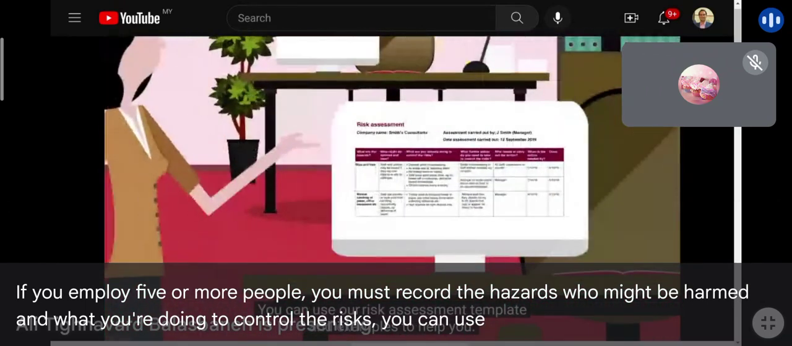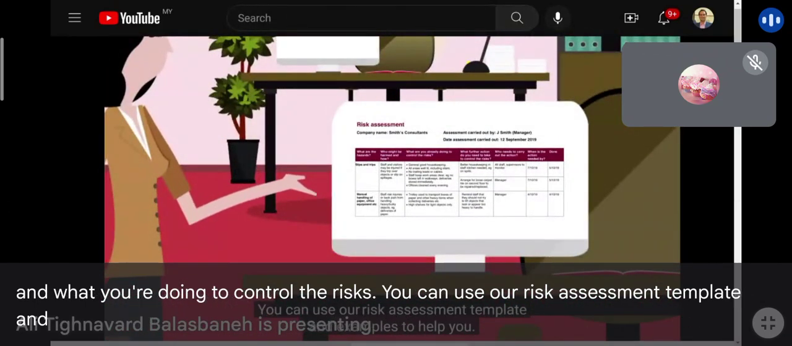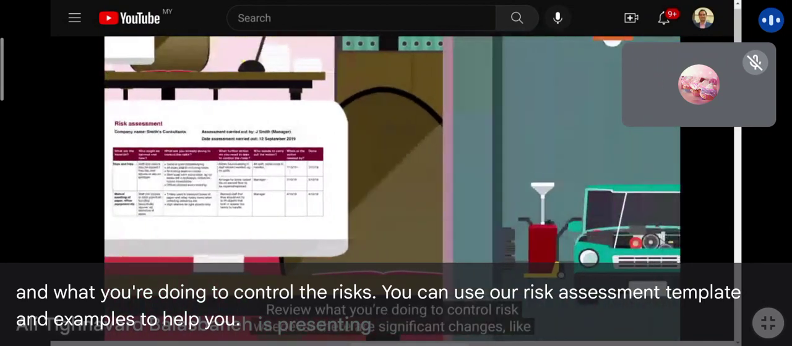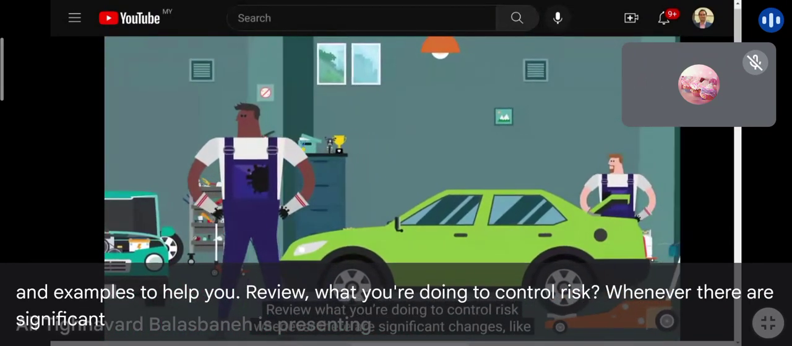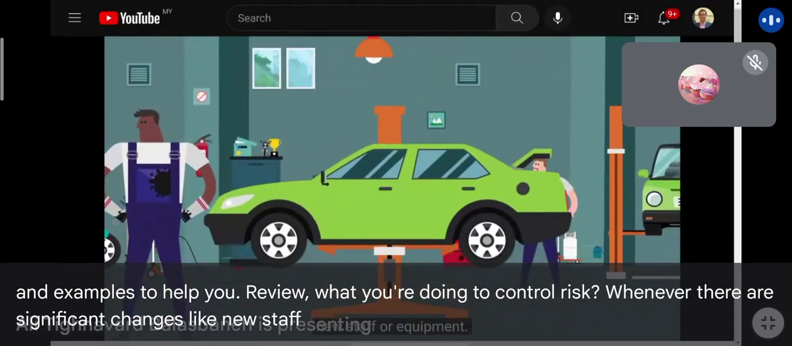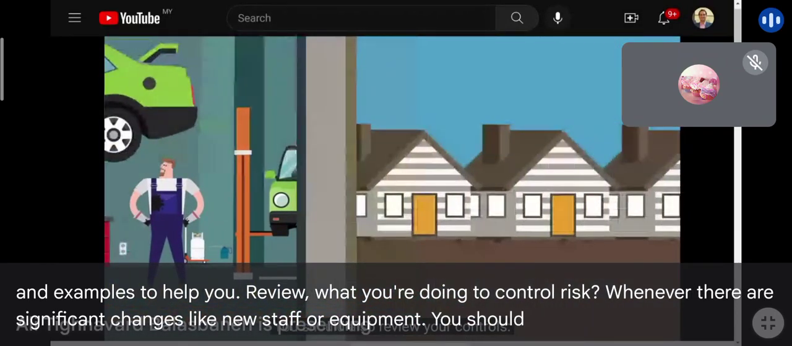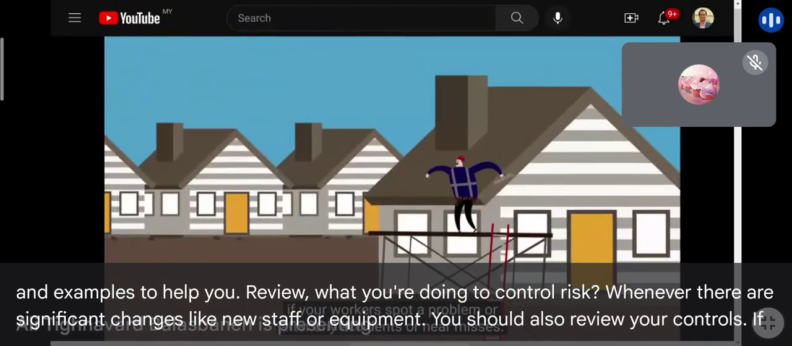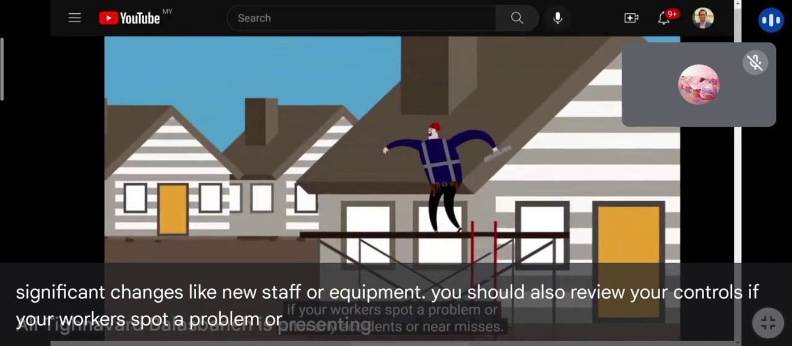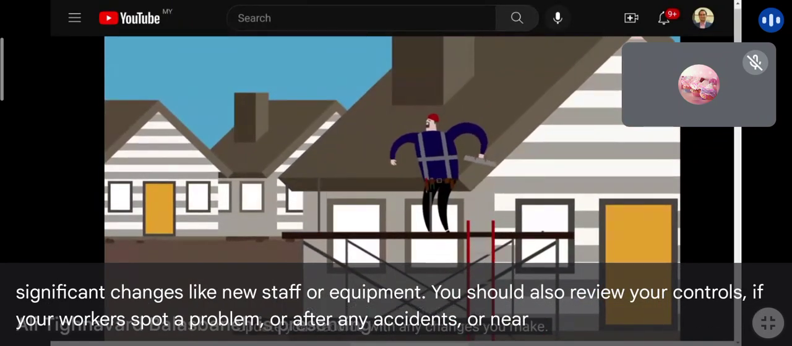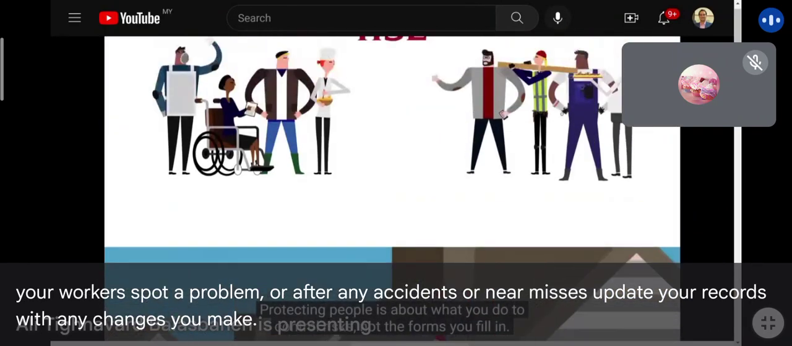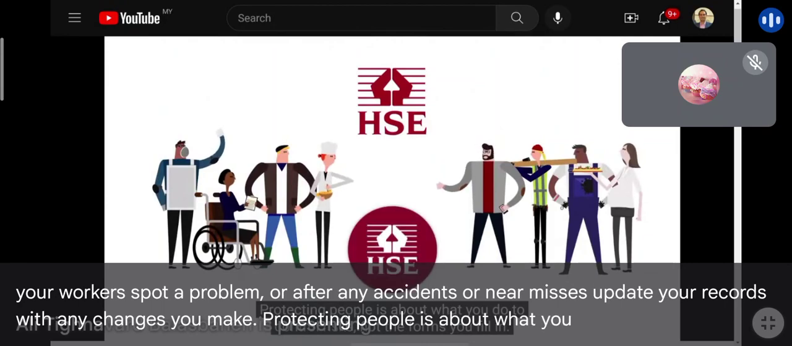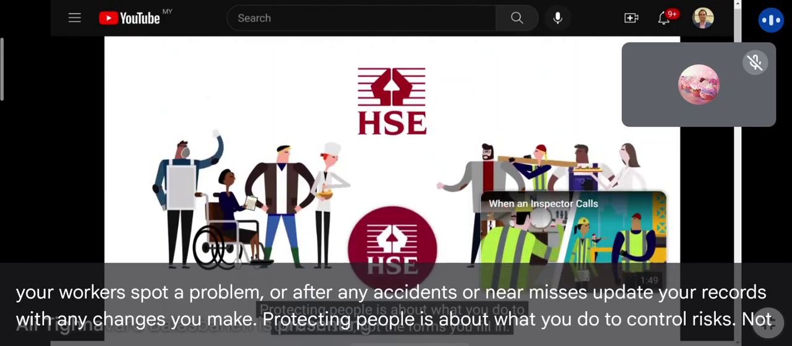You can use our risk assessment template and examples to help you. Review what you're doing to control risk whenever there are significant changes, like new staff or equipment. You should also review your controls if your workers spot a problem or after any accidents or near misses. Update your records with any changes you make. Protecting people is about what you do to control risks, not the forms you fill in.